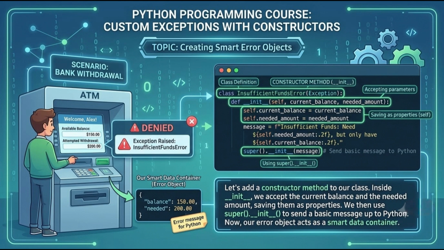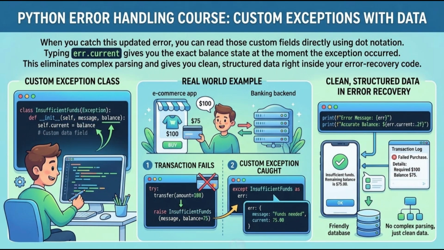Now, our error object acts as a smart data container. When you catch this updated error, you can read those custom fields directly using dot notation. Typing e.current gives you the exact balance state at the moment the exception occurred. This eliminates complex parsing and gives you clean, structured data right inside your error recovery code.